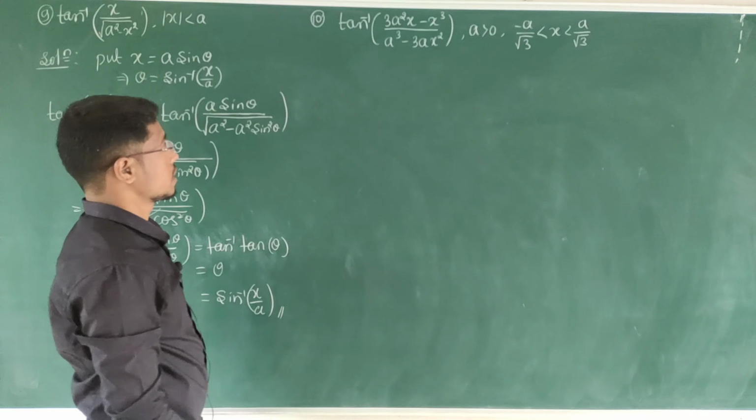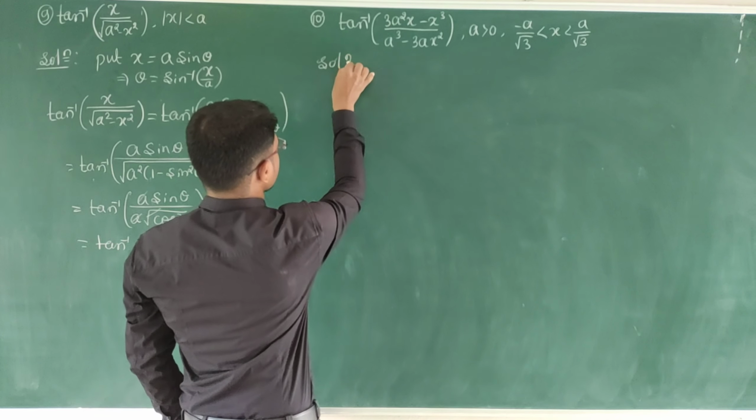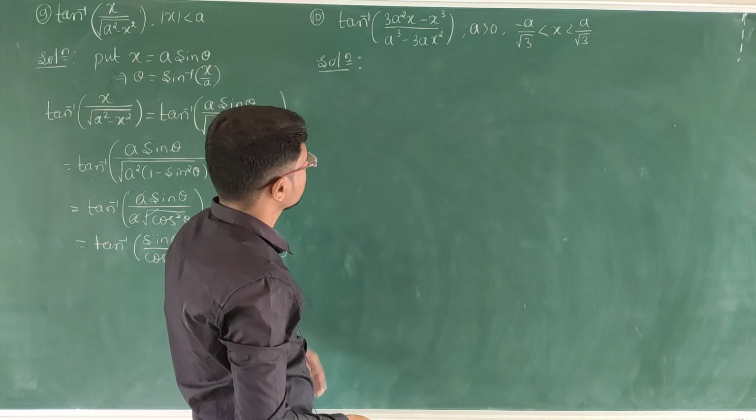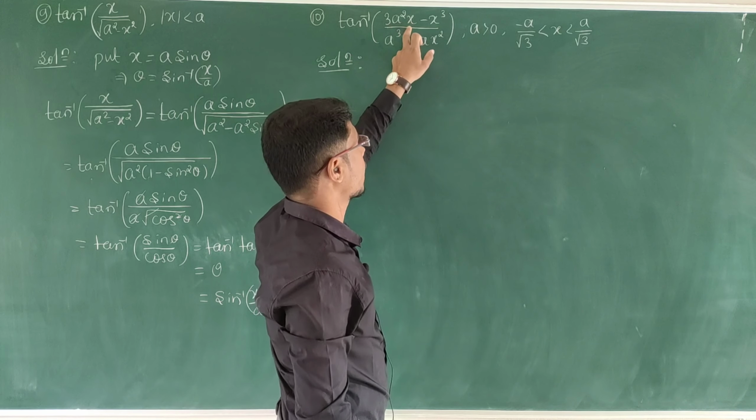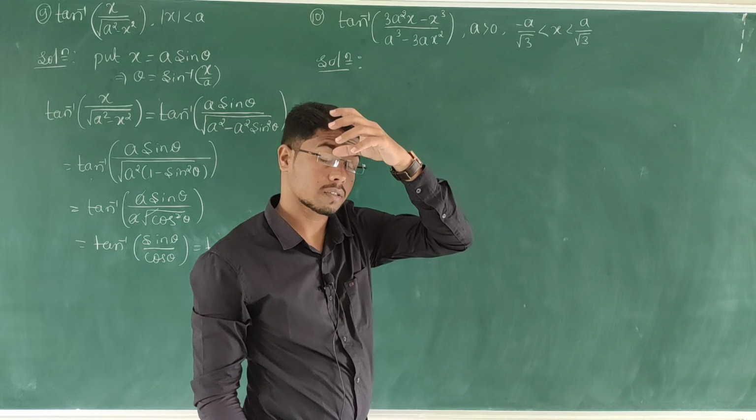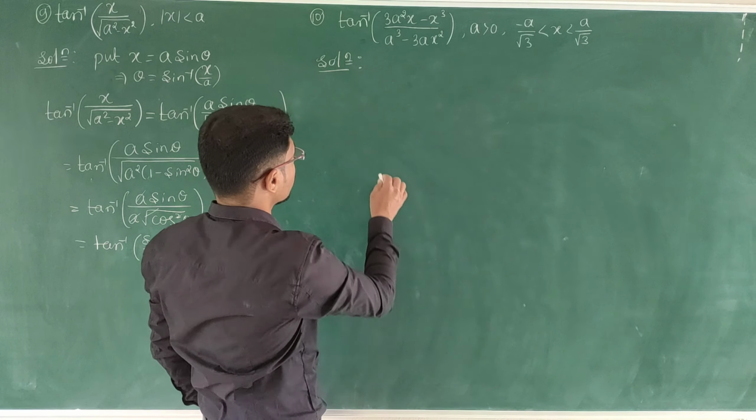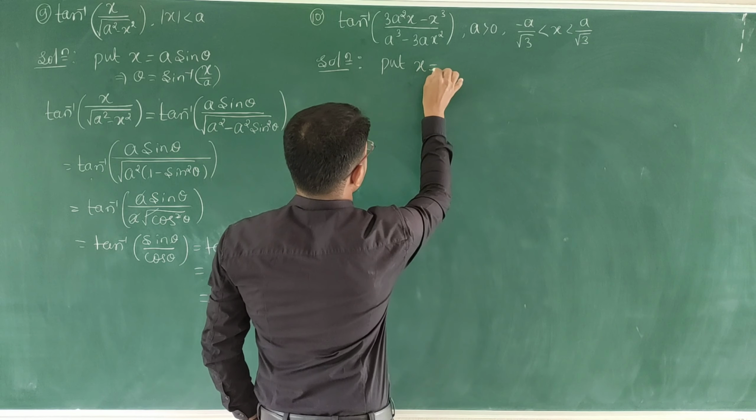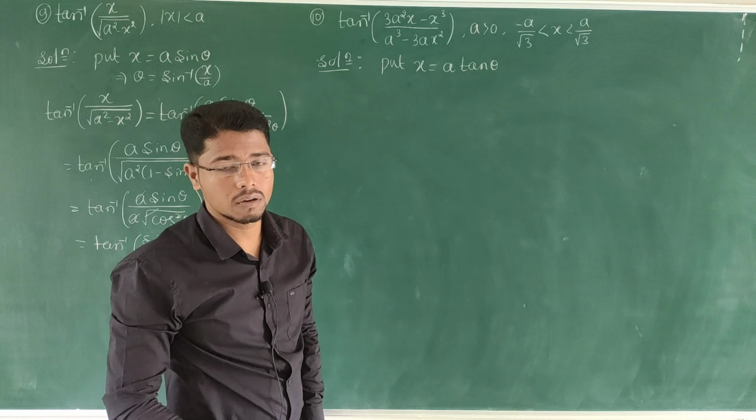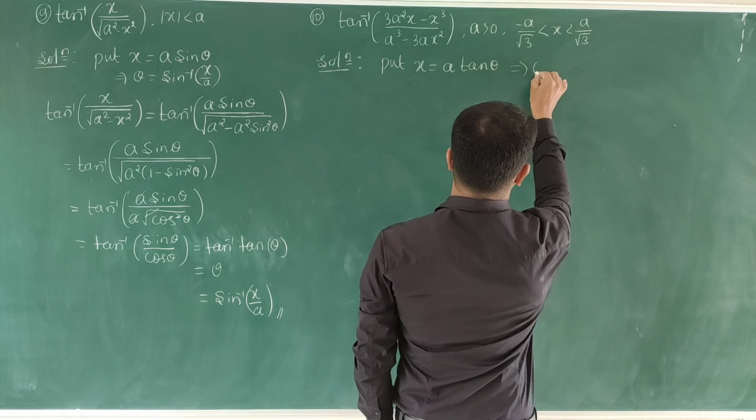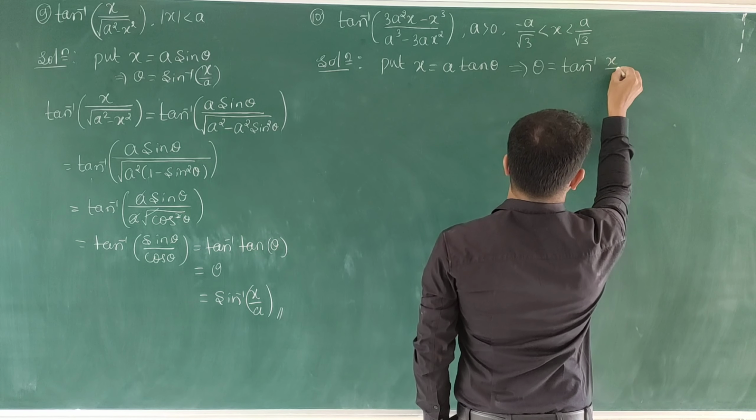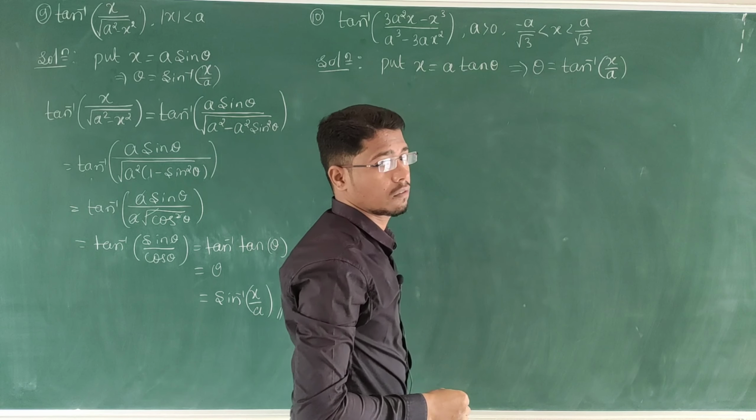See the next one, the 10th one. This is also the same: we have to write this problem in the simplest form. Here tan inverse is there, with a cube as it is minus 3 a x square in this format. So in this case we put x equal to a tan theta. Then theta is equal to tan inverse of x divided by a.